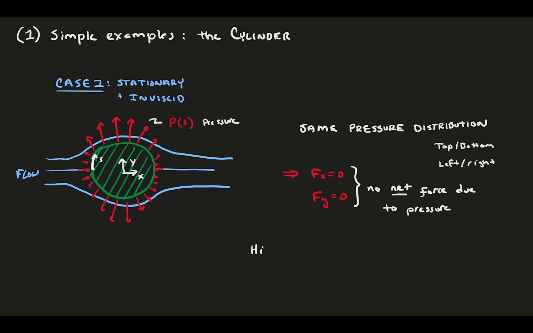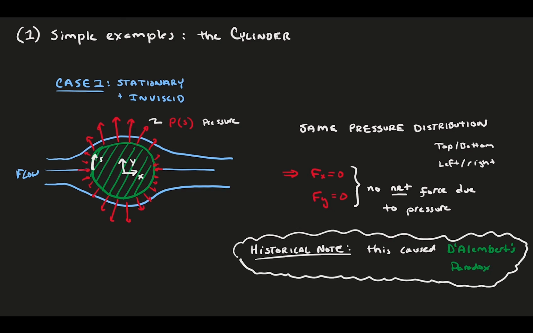A quick historical note, this actually caused the famous D'Alembert's paradox. Early in our understanding of fluid mechanics, we didn't know about viscous forces. So everything we knew about fluid forcing came from pressure. D'Alembert noticed that, according to his equations, there should be absolutely no drag on the cylinder, like our case here. Unfortunately, he also noticed that in the real world, of course cylinders had drag.